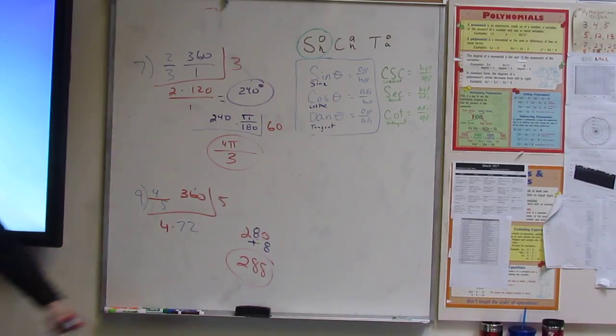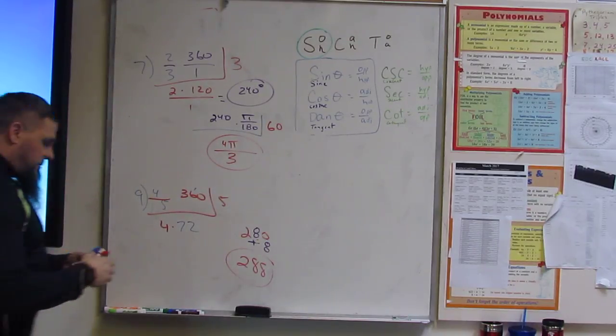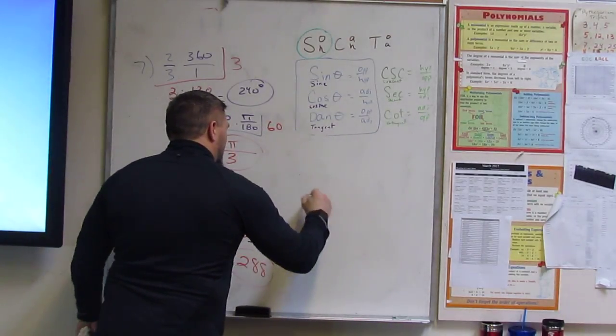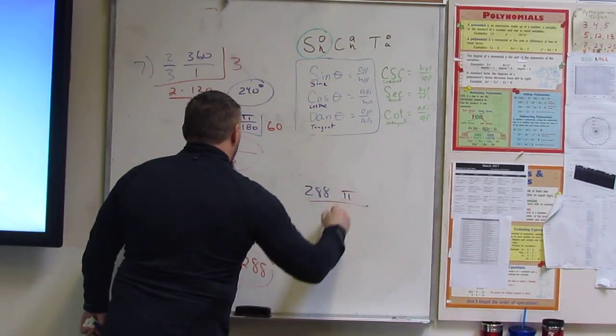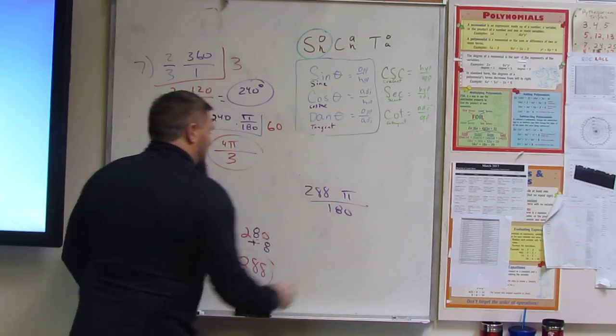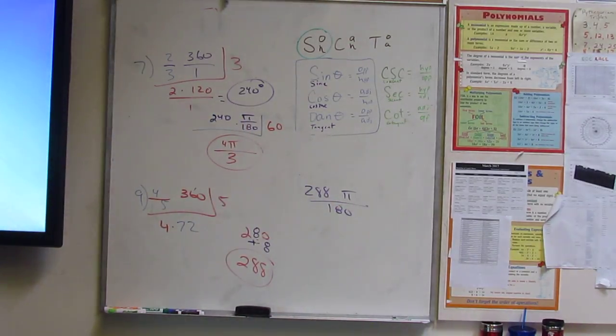We gotta go to the radian. So how are we gonna get to the radian, Wyatt? Oh, okay. Echo, help him out. Yeah, 288 times pi divided by 180. Perfect. That's what I want to see. Alright, so 288 times pi over 180. Alright, how are we gonna break that down?